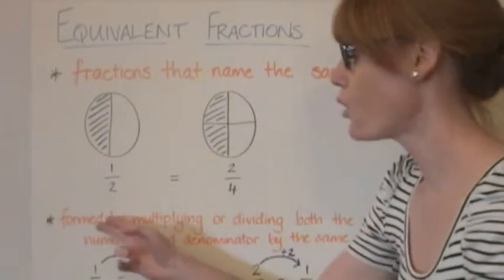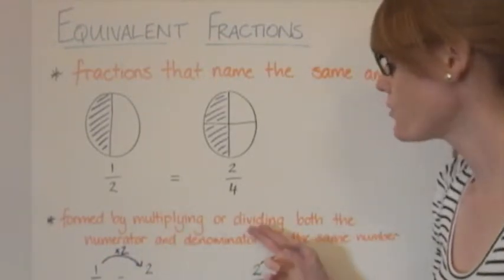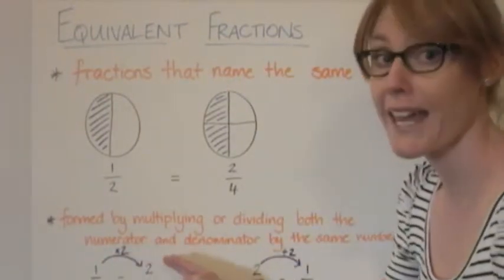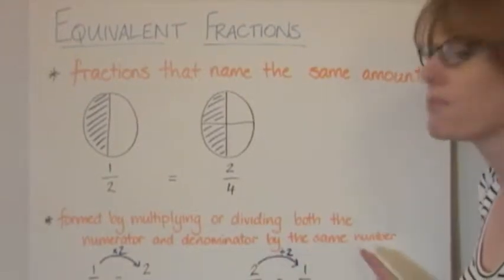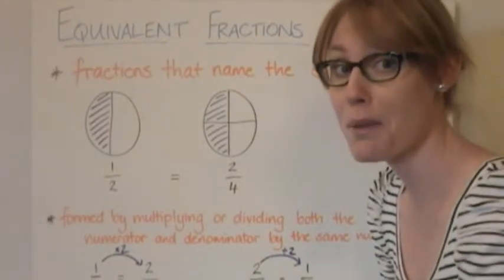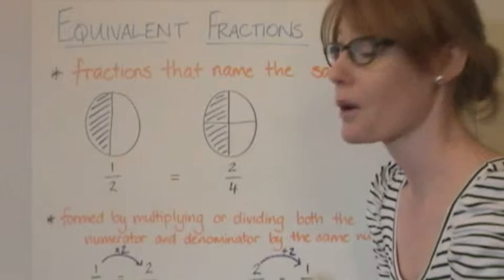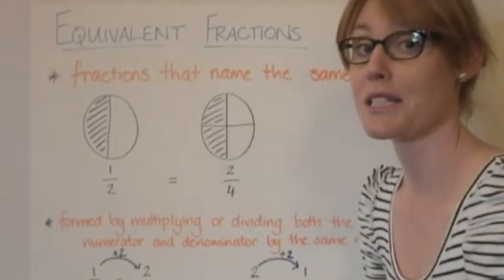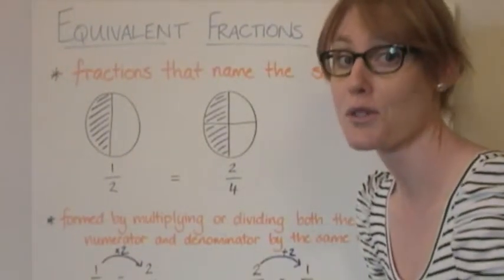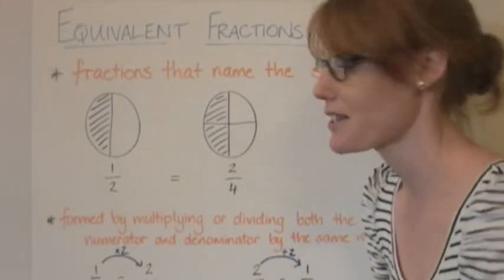Equivalent fractions are formed by multiplying or dividing both the numerator and denominator by the same number. It's important to remember when forming equivalent fractions that you need to do the same to the numerator as you do to the denominator and vice versa.